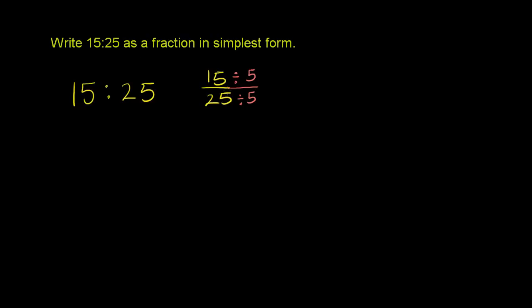So now we get 15 divided by 5 is equal to 3. And 25 divided by 5 is equal to 5. And now we have it being 3/5. And 3 and 5 don't share any common factors greater than 1. So it is in simplest form. So we've done what they asked. We've written it as a fraction in simplest form. And we could also write this, if we want to write it in this type of notation, as 3 to 5.